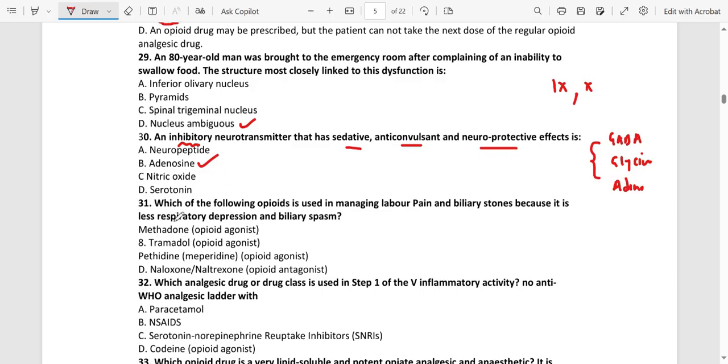Okay. 31 is saying which of the following opioids is used in managing labor pain? Important for labor pain, and biliary stones. Important for biliary stones because it is less respiratory depressing, causes less respiratory depression and biliary spasms. So I've got methadone, tramadol, pethidine, naloxone, or naltrexone. Which one do you think is the answer here?